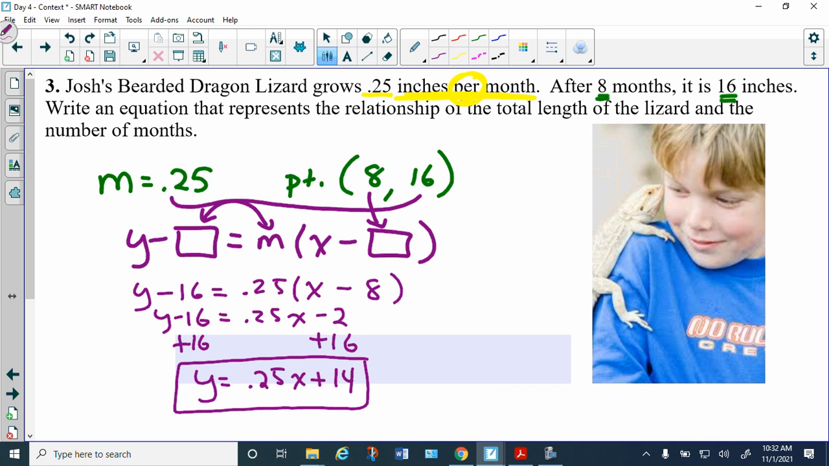So when we see problems like this, and we see the word per, they're giving us our rate.